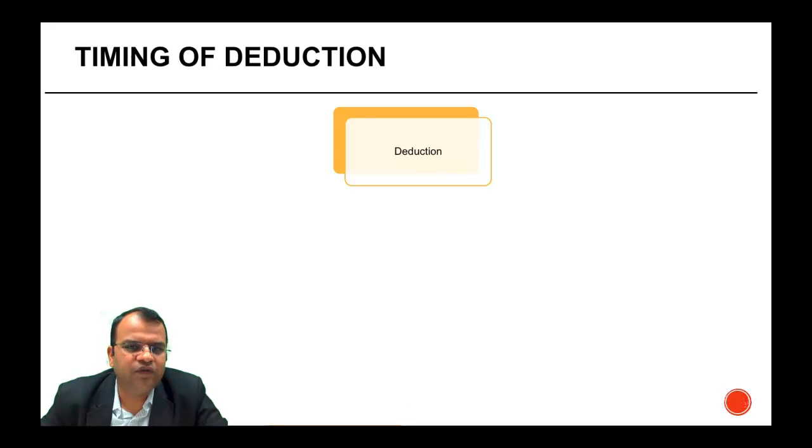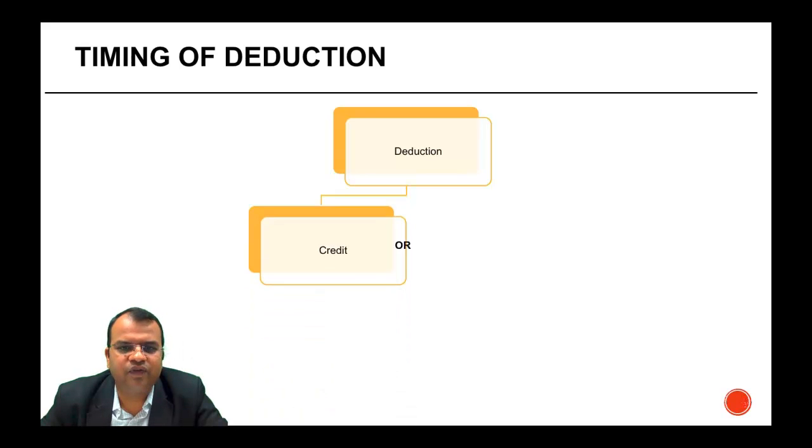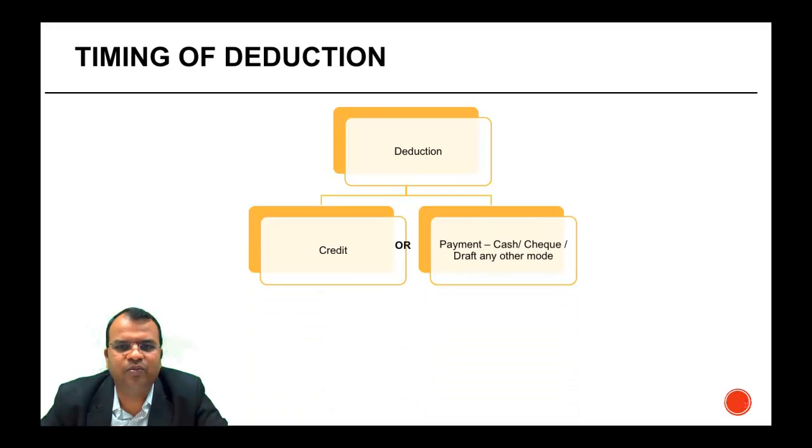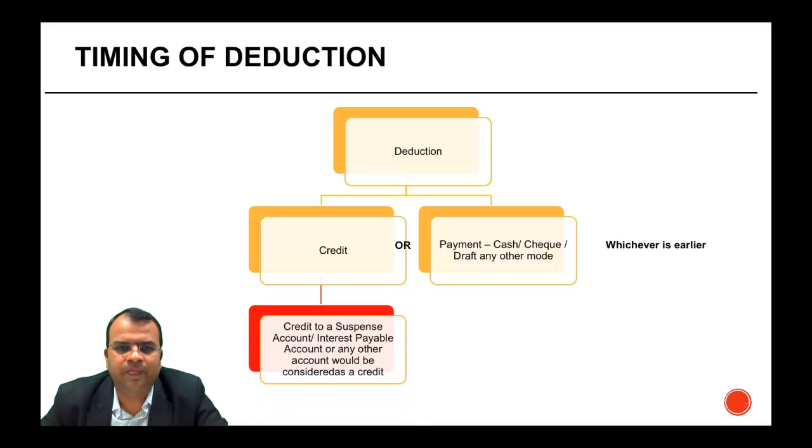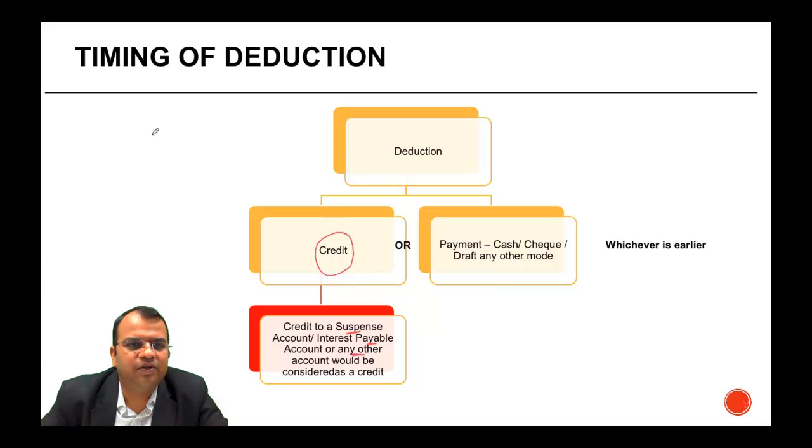Now, the timing of deduction is at the time of credit or at the time of payment, whether the payment is by cash, check, draft, or any other mode, whichever is earlier. In case of credit, if there is a credit to a suspense account, interest payable account, or any other account, even that would amount to credit. Now, let me give you an example on this.